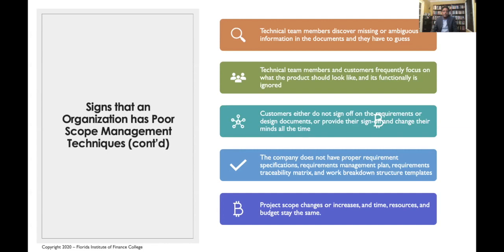Okay. The last one is your project scope changes or increases, and time, resource, and budget stay the same. I mean, this is clear.